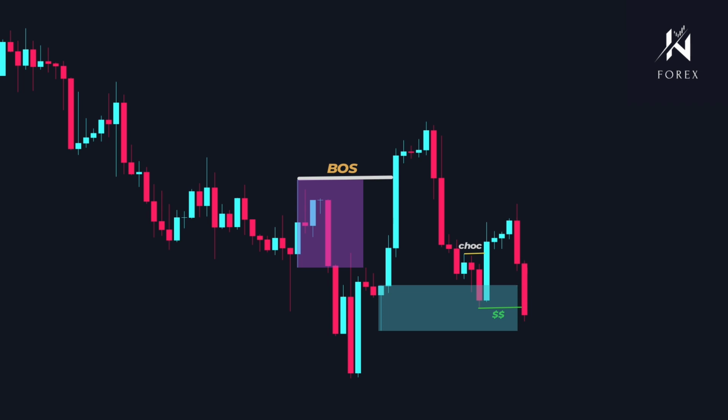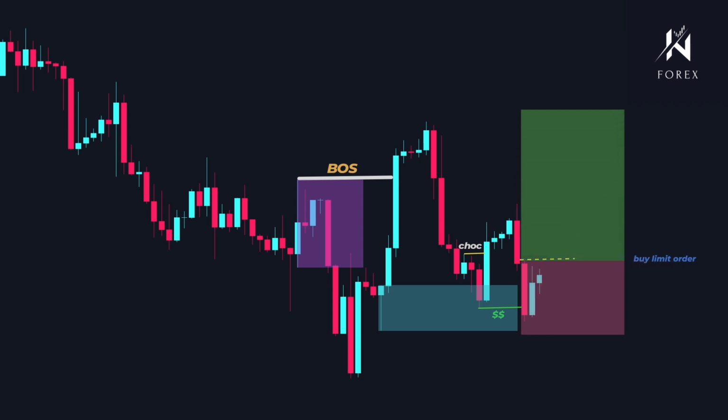Now that we've got our confirmation, the liquidity sweep, it's time to act. Entry plan. Draw your liquidity zone. Place a buy limit order at that level. Why a limit order? Because after a strong sweep, price often moves fast, and you might miss the entry if you wait for more confirmation. Set your stop loss just below the demand zone low. Your target is the recent swing high. Now, let's see how price reacts.